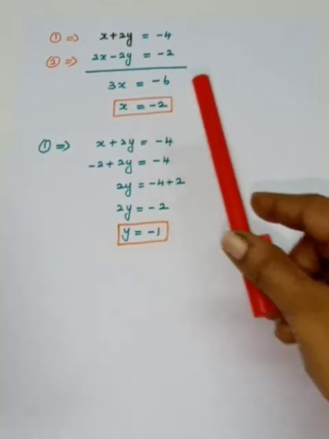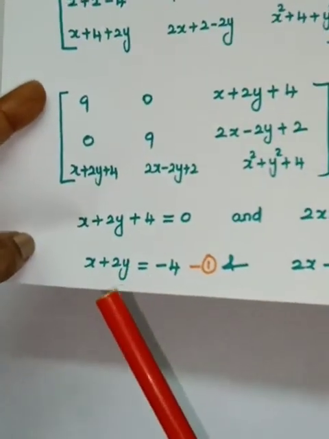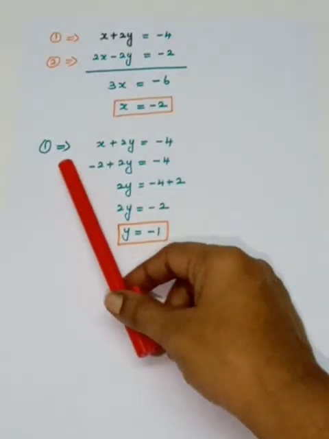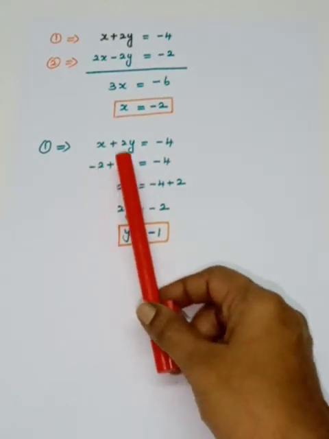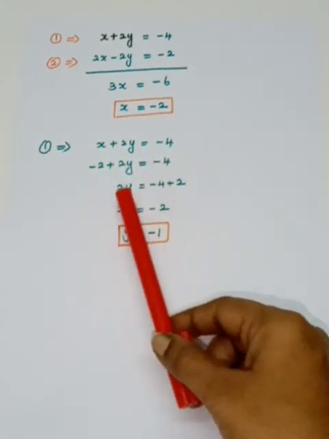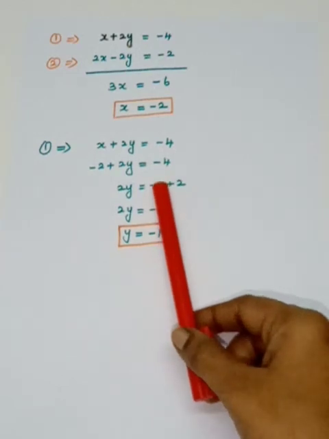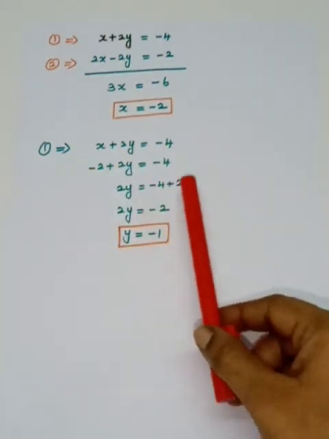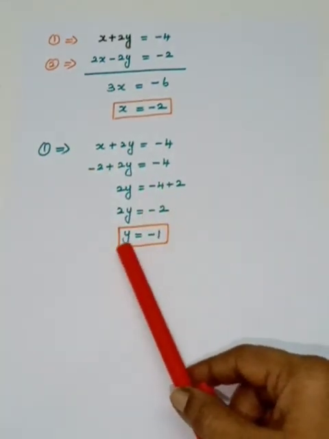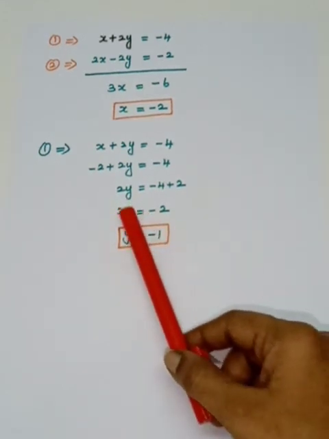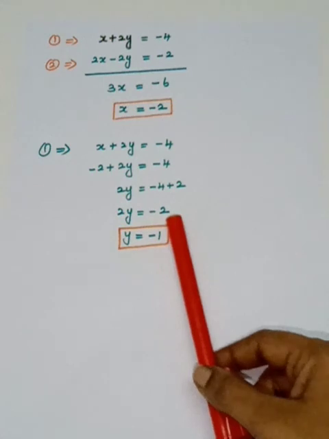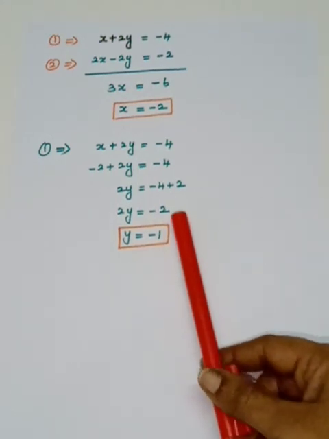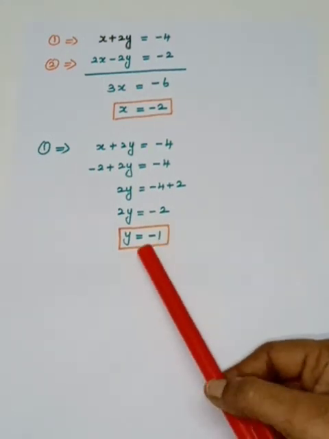So x equal to minus 2 has to be substituted in the first equation. So the first equation implies, in the place of x put minus 2. So minus 2 plus 2y is equal to minus 4. So 2y is equal to minus 4 plus 2. What is minus 4 plus 2? That is minus 2. So y is equal to minus 1. 2y is equal to minus 2 means this 2 has to be brought to the right hand side in the denominator. So minus 2 by 2, that is y is equal to minus 1.